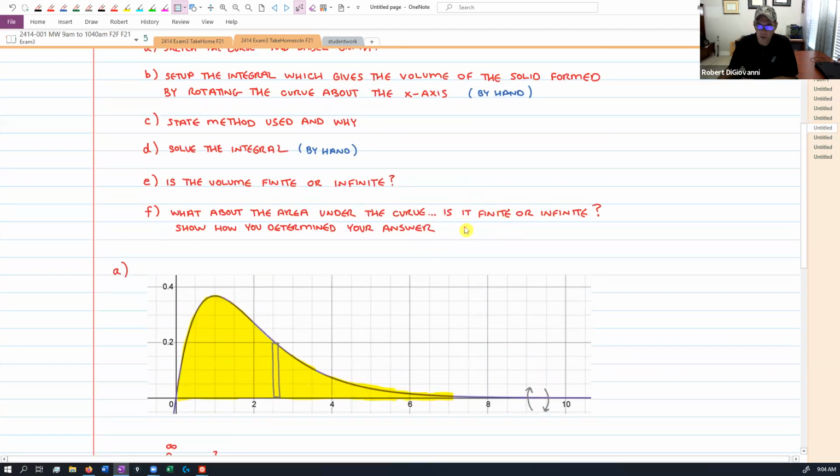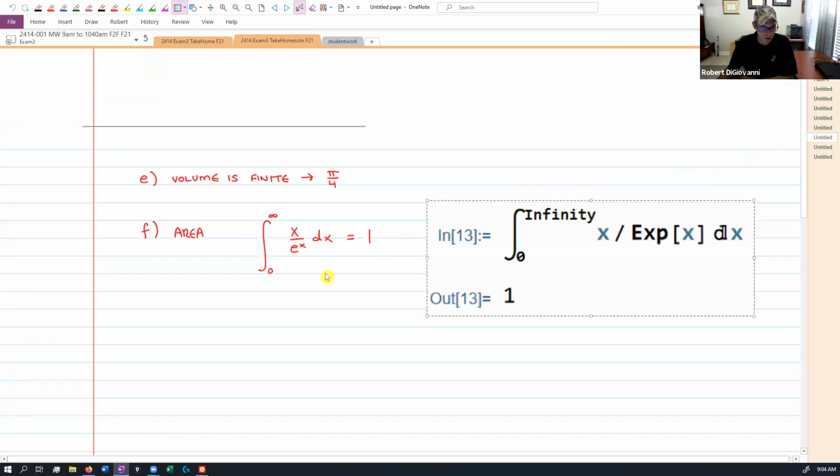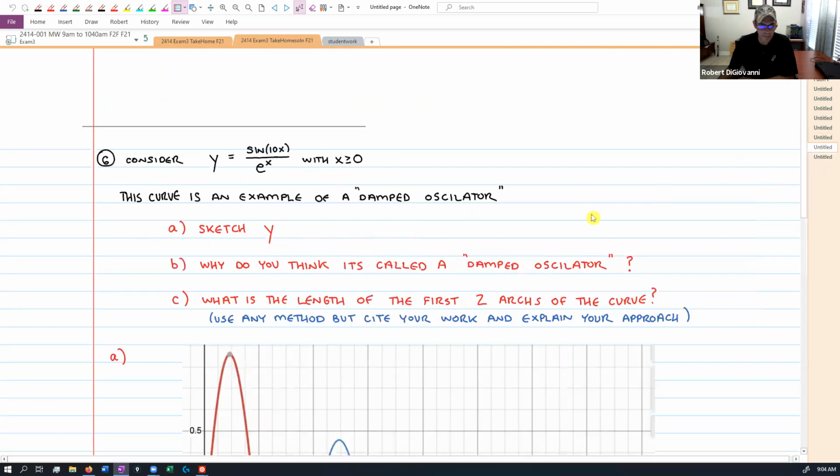What about the area? Oh, it was the area under the curve, not the surface area. Sorry. Area under the curve. So just use a computer to do that. Some people did this by hand. That's fine. It's easier than the first problem, but you could have used a computer.